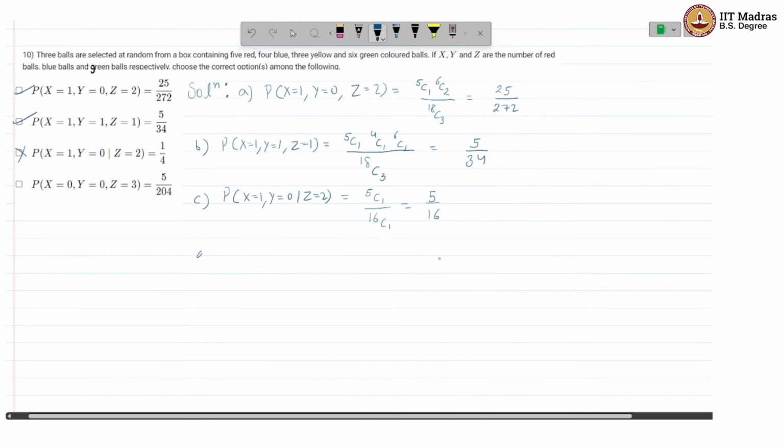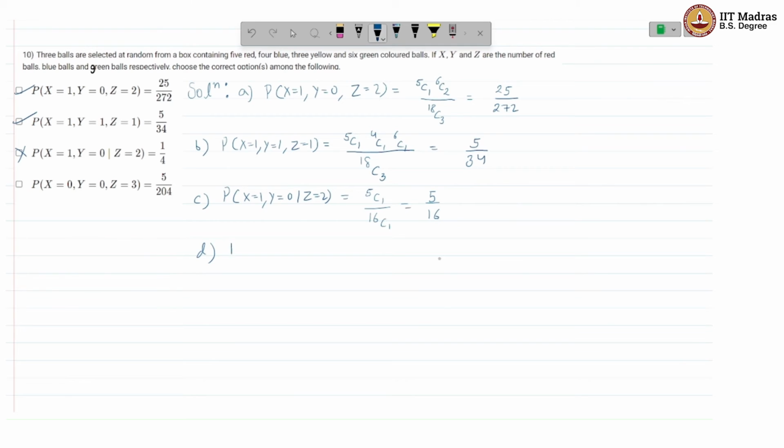Now checking option D. In option D, we have to find the joint probability that x is equal to 0, y is equal to 0, and z is equal to 3. This will be equal to 6C3 divided by 18C3, as we are selecting 3 green balls. And on simplification, we get 5 by 204. So option D is also correct.